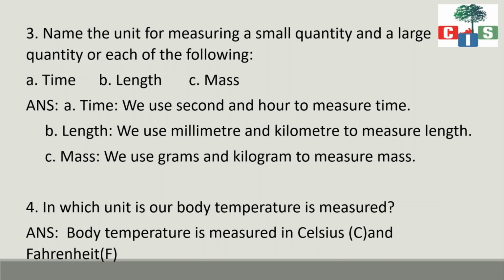So for time, we use second. Second is the smallest one and hour is the big one. Then for length, the small one is millimeter and the big one is kilometer. Same for mass, gram is small and kilogram is the bigger unit. Okay, in which unit is our body temperature measured? Yes, our body temperature is measured in degrees Celsius and degrees Fahrenheit. We have done this in Did You Know?